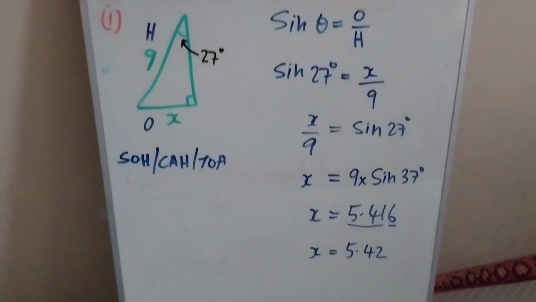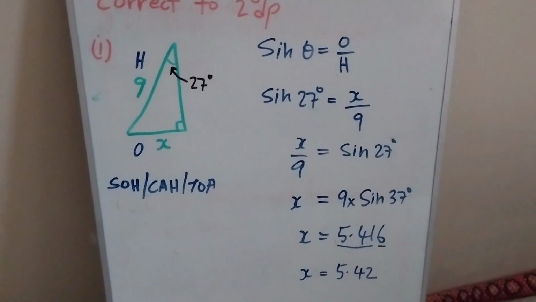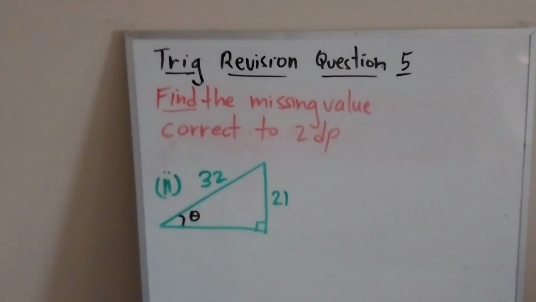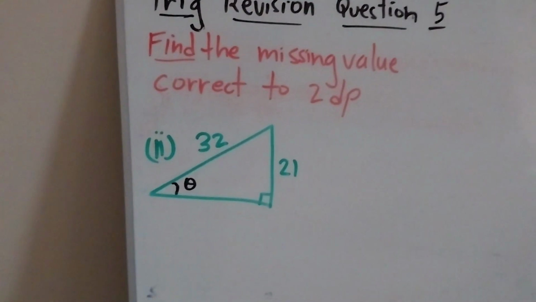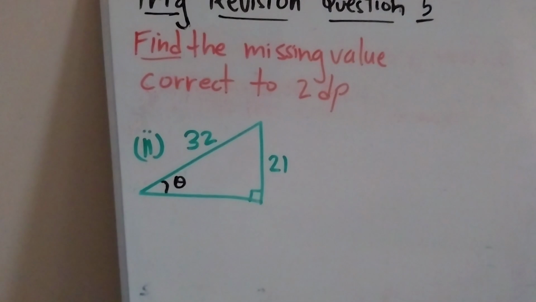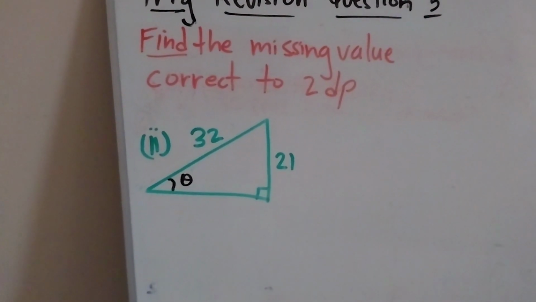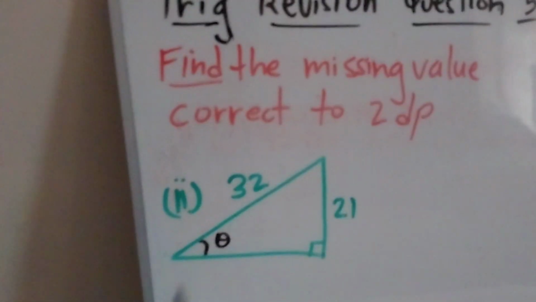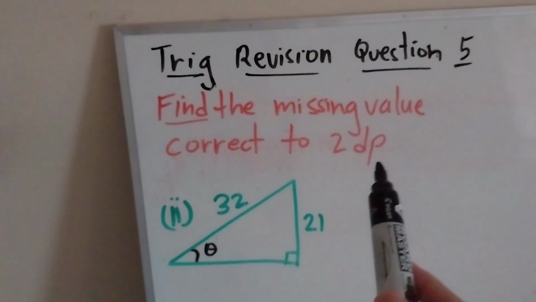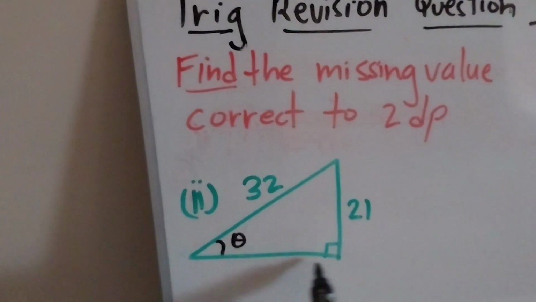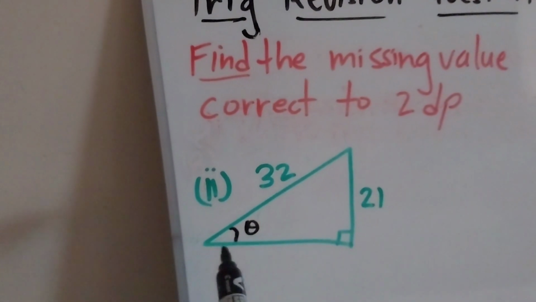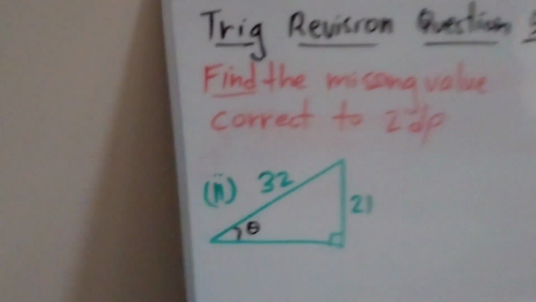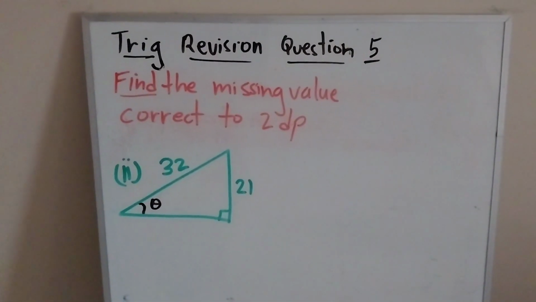I'll pause the video for a while and then come back for the second question. Okay, so this is the second question, second part of question number 5. That's the right angle triangle. The hypotenuse is 32 and that side is 21. And the base is not given, but that angle has been labeled as theta. So when it says find the missing value, we're not finding the length of that side because nothing has been mentioned about that side. We're finding the value of the angle.